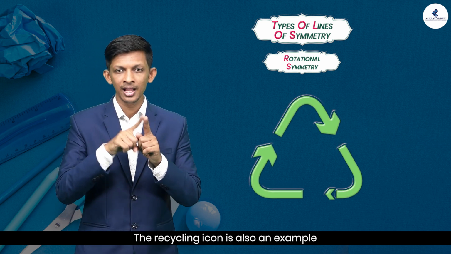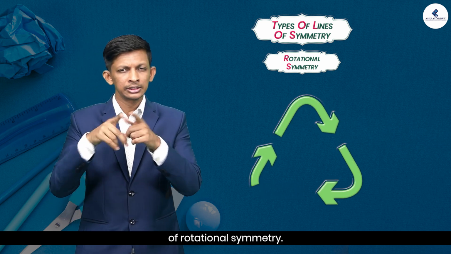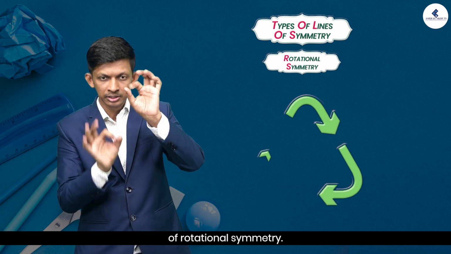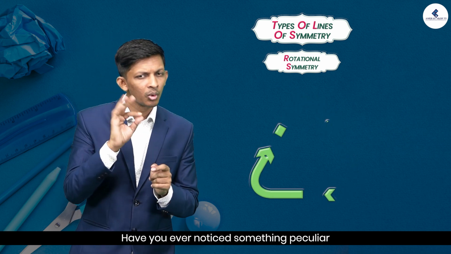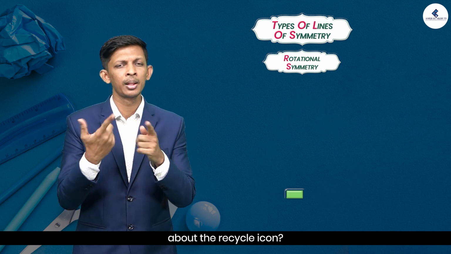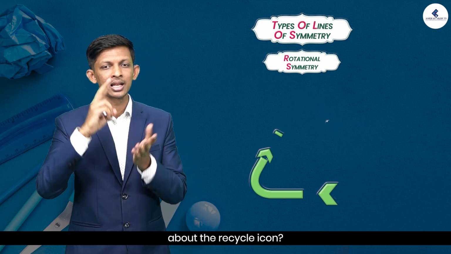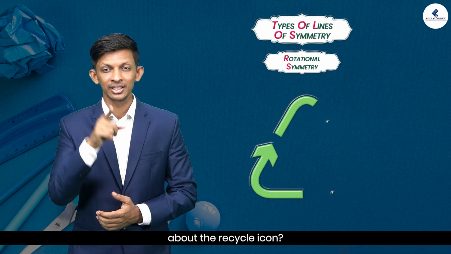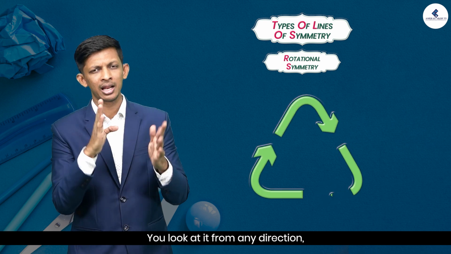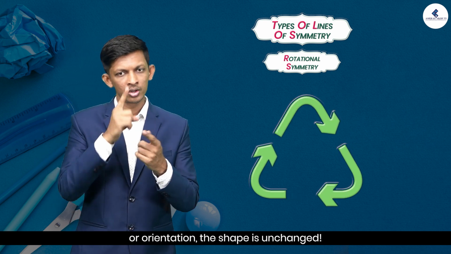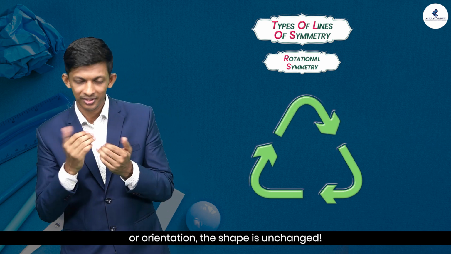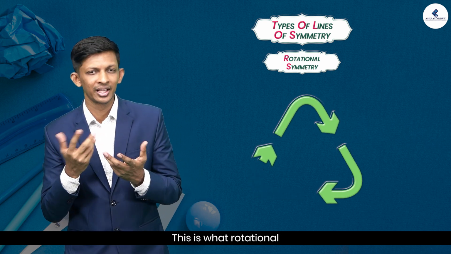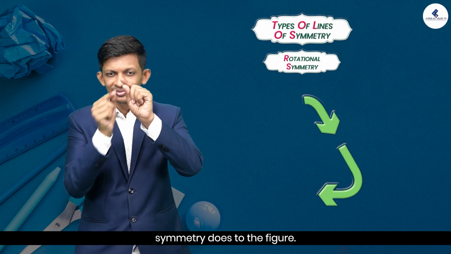The recycling icon is also an example of rotational symmetry. Have you ever noticed something peculiar about the recycling icon? You look at it from any direction or orientation, the shape is unchanged. This is what rotational symmetry does to the figure.